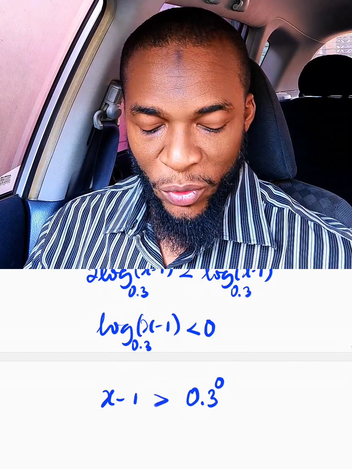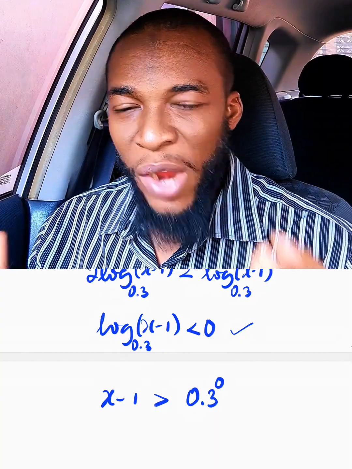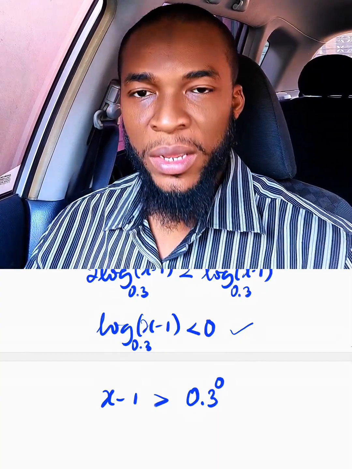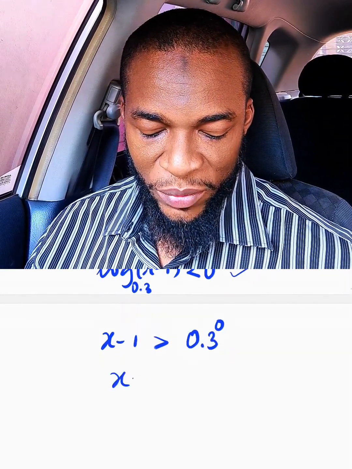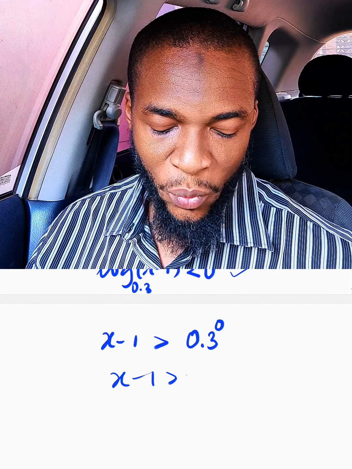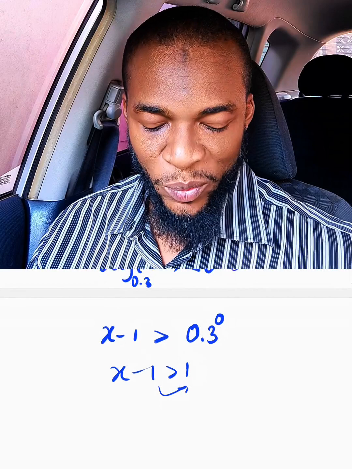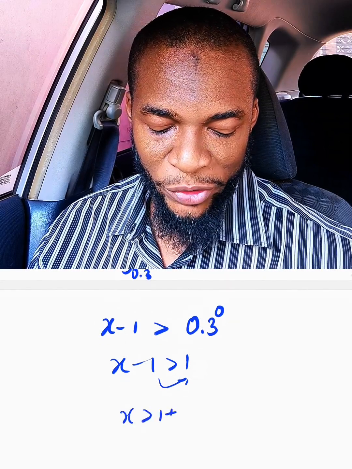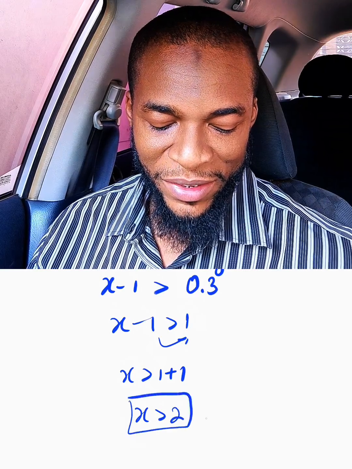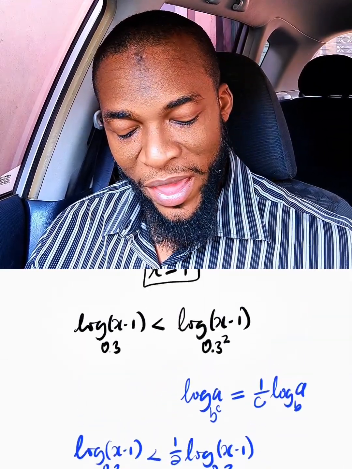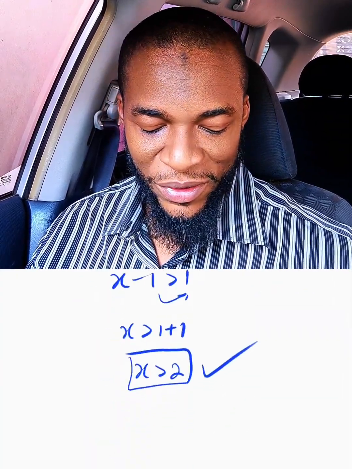Why? Whenever you come to this stage and you realize the base is a number between 0 and 1, a fraction between 0 and 1, the direction of the inequality will surely change. So this is x minus 1 greater than 1, because this is 1. And if you take this one to the other side, it becomes positive. So you have x greater than 1 plus 1, which finally is x greater than 2. Yeah, this is the solution. Remember the condition, x has to be greater than 1. And 2 is indeed greater than 1. So this is the solution.